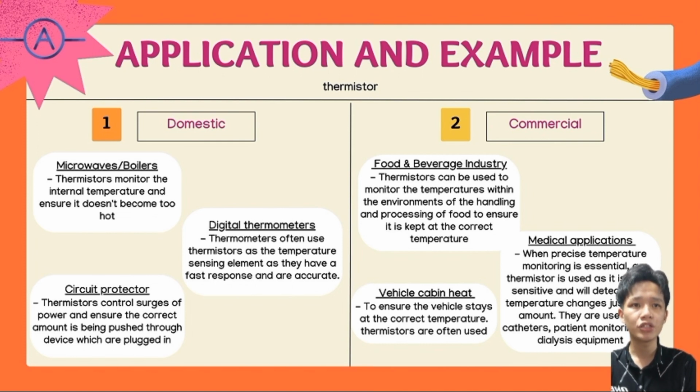Then the medical application. When precise temperature monitoring is essential, a thermistor is used as it is highly sensitive and will detect if the temperature changes just a tiny amount. They are used for catheters, patient monitoring, and dialysis equipment. Then the last is vehicle cabin heat. It can ensure the vehicle stays at the correct temperature.